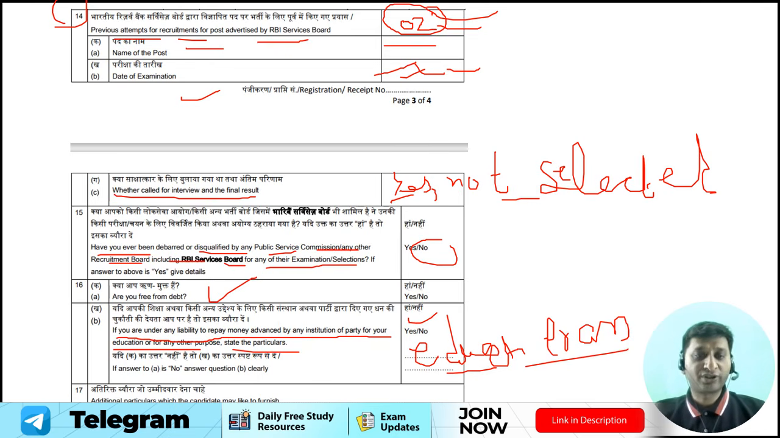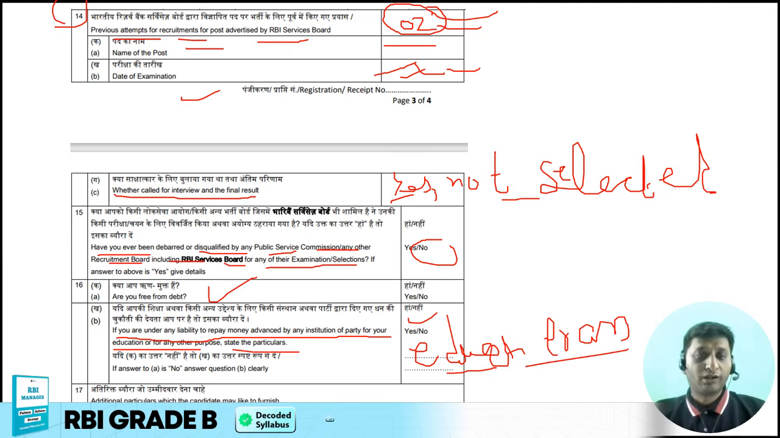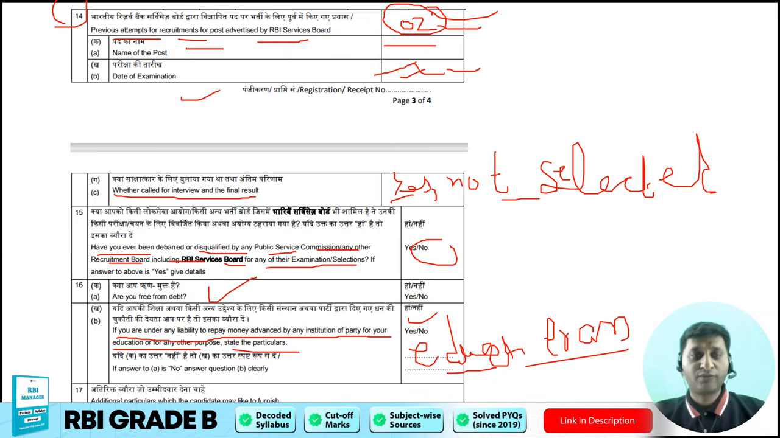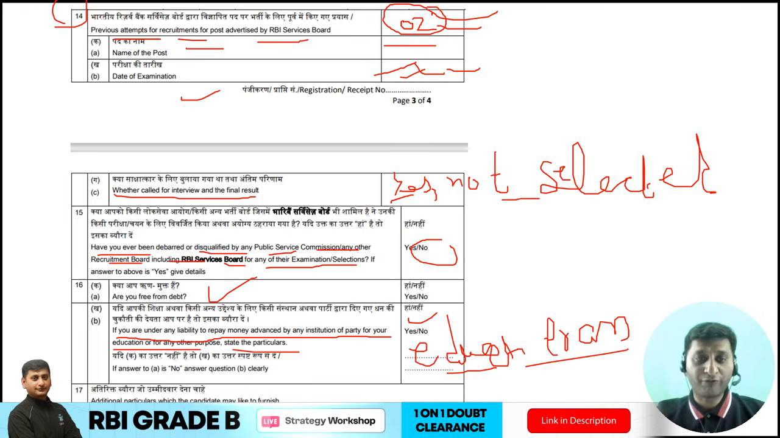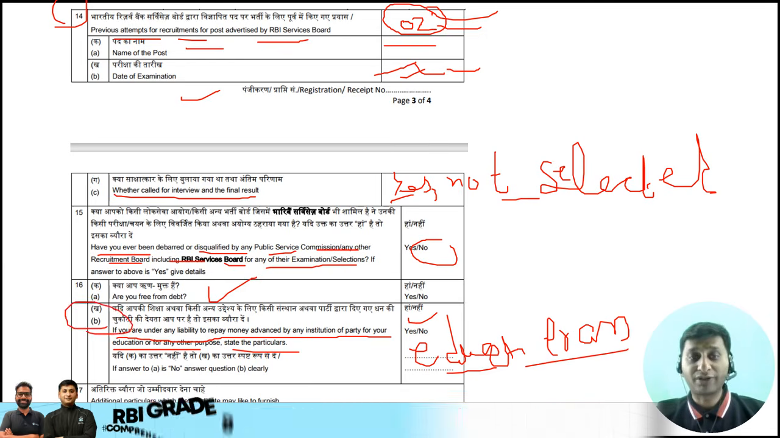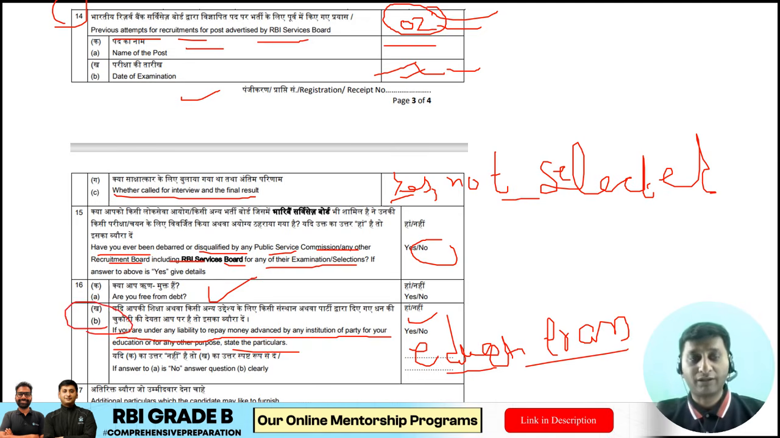So I hope this is very much clear to you, right? And I think point B needs to be answered if the answer to the first question is no. If you write, are you free from debt, and if you write no here, then part B holds greater relevance because then you would have to mention the details of that debt, right?